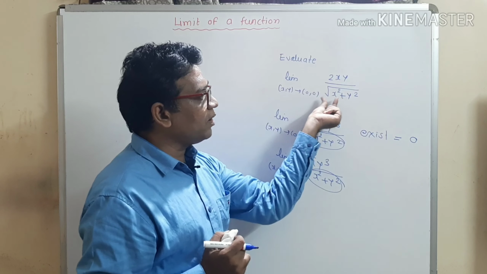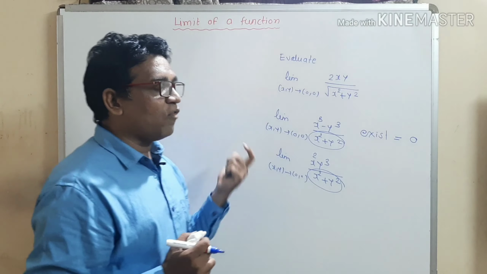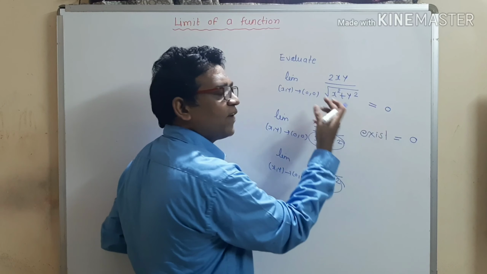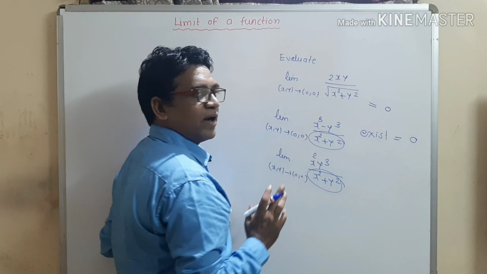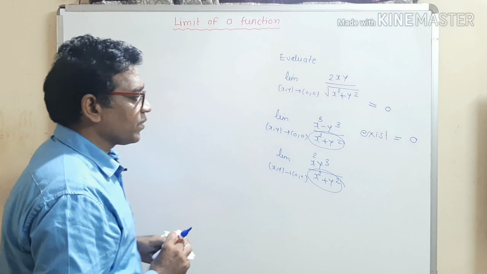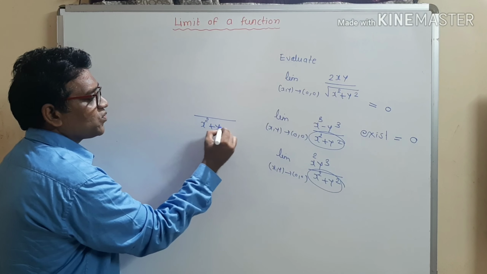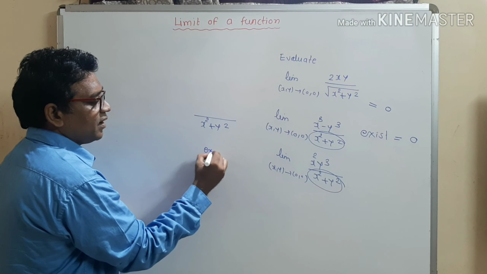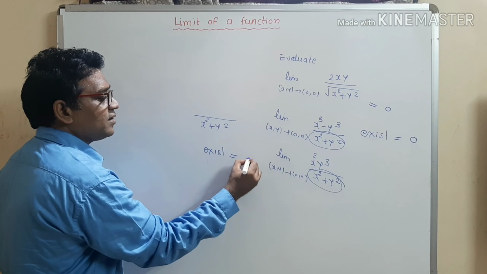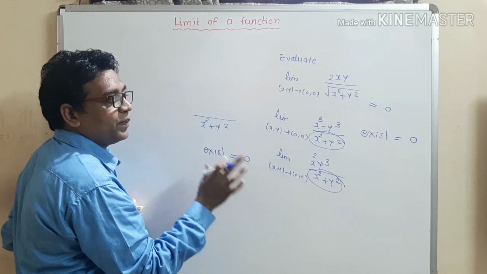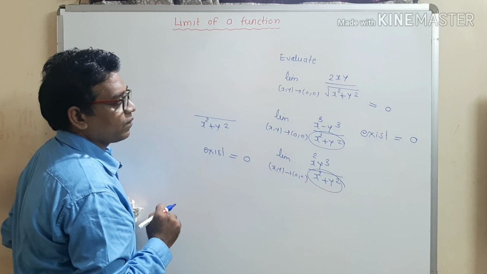So obviously, the given function is 2xy divided by √(x² + y²), and the limit of this function is 0. We can find its limit and it is given by the value 0. So what is the rule? If the denominator contains the factor x² + y², then its limit will exist and it is 0, provided that it should not be a homogeneous function.